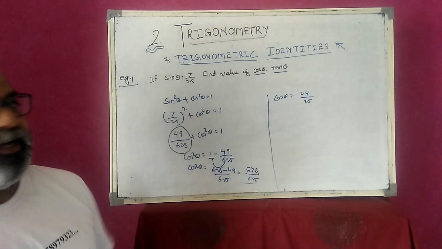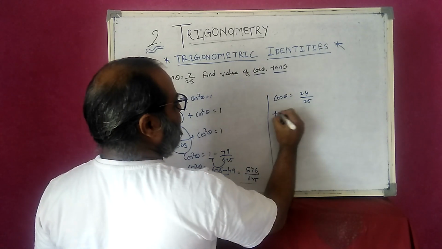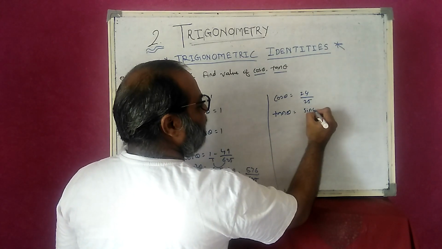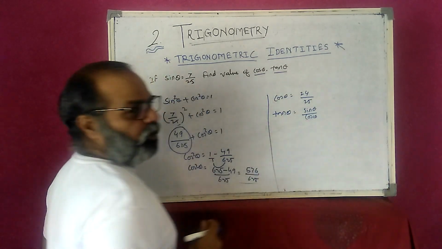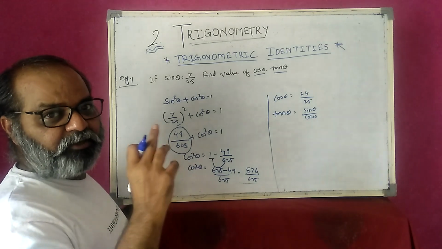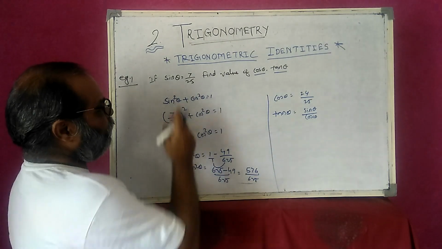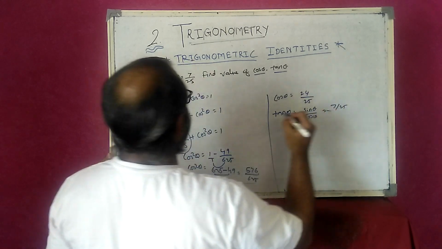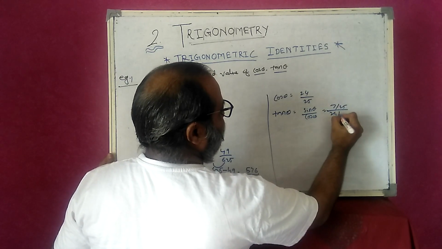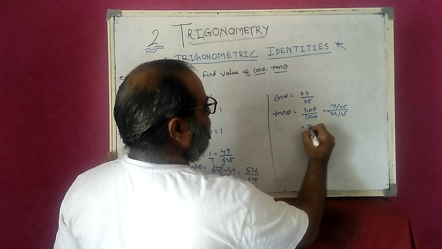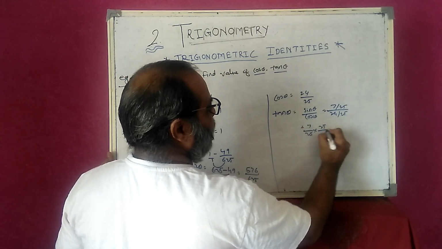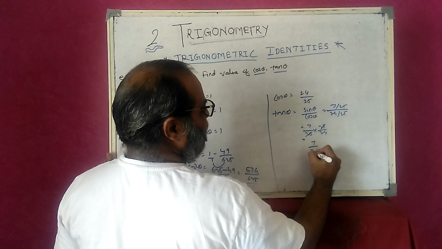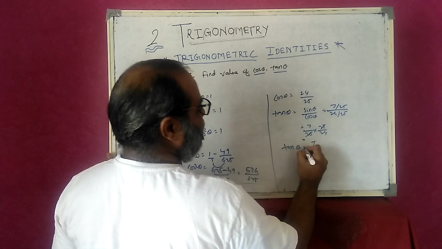Now we find the value of tan theta. So we know tan theta, what is the ratio of tan theta? It is sin theta and cos theta. With reference to sin theta and cos theta, the division of sin by cos is tan. We know the value of sin theta is 7 upon 25, and cos theta is 24 by 25. So the ratio becomes 7 upon 25 into 25 by 24. The 25 gets cancelled, so 7 upon 24 is our tan.